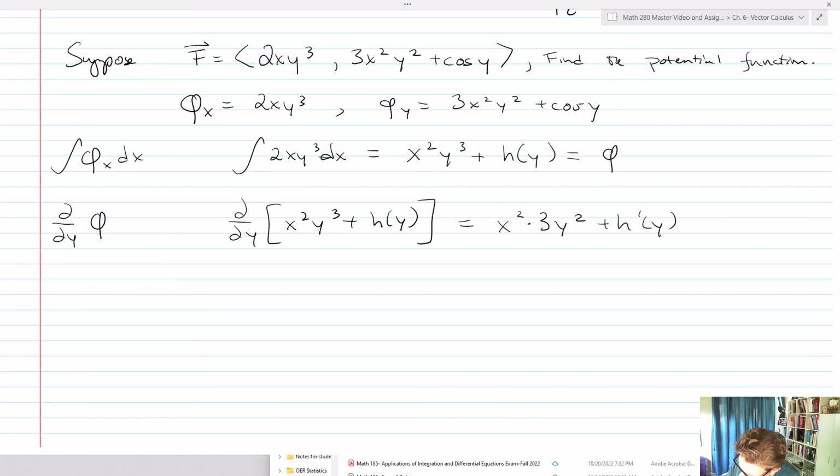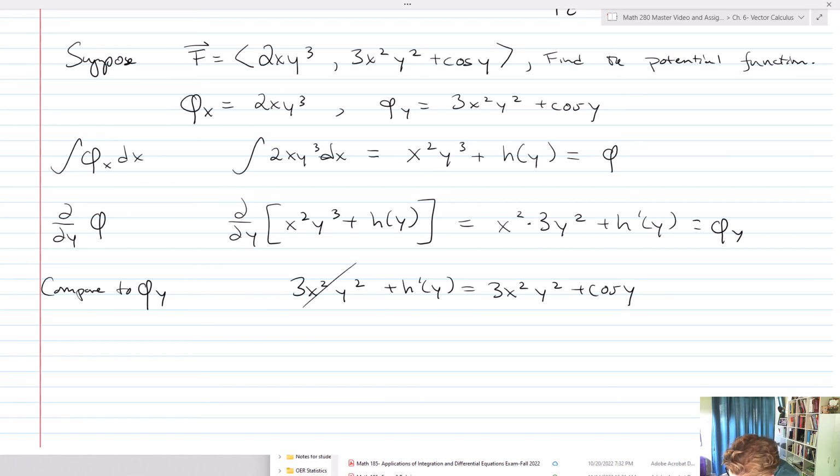And so now I'm going to compare that to phi of y, because that is, in fact, phi of y. So this is 3x squared y squared plus h prime of y, and that equals 3x squared y squared plus cosine y.